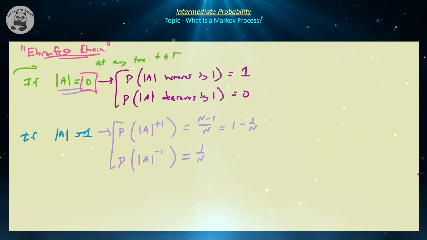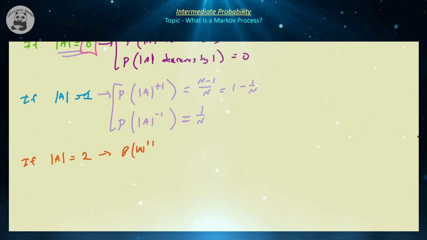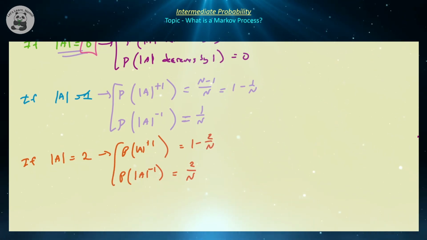So let's just do one more to see if we truly understand. If A is equal to 2, what's the probability that the cardinality of A increases by 1, and what's the probability that it decreases by 1? If it decreases by 1, the probability of that happening is going to be 2 over N, and the probability that it increases by 1 is going to be 1 minus 2 over N. All right? So these are the probabilities, and you should be able to see the pattern that regardless of the value of x, 0, 1, 2, all the way up to N, we're always going to have these probabilities, right?